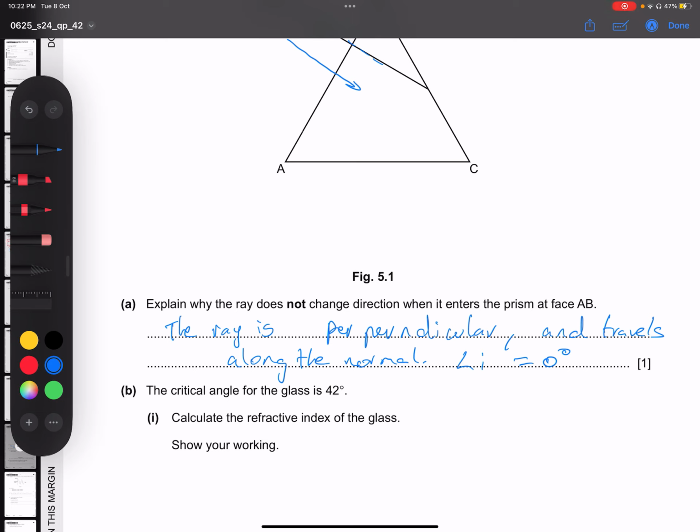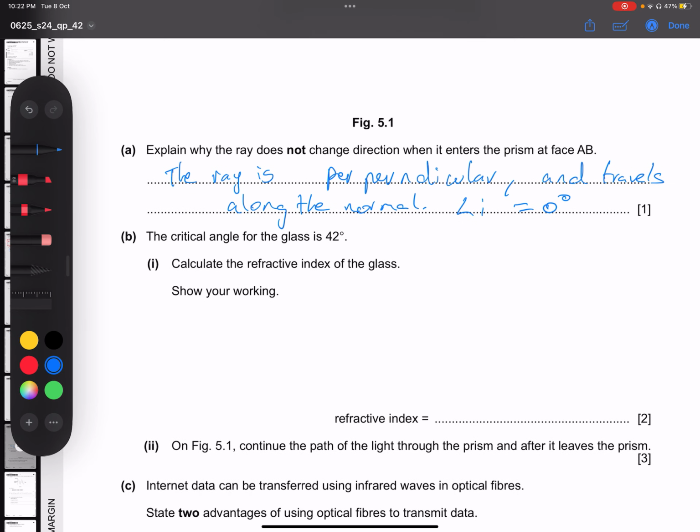So since the refractive index is just sin i by sin r, because the angle of incidence here is 0 degrees, there is no angle of refraction as well. So there's no bending.